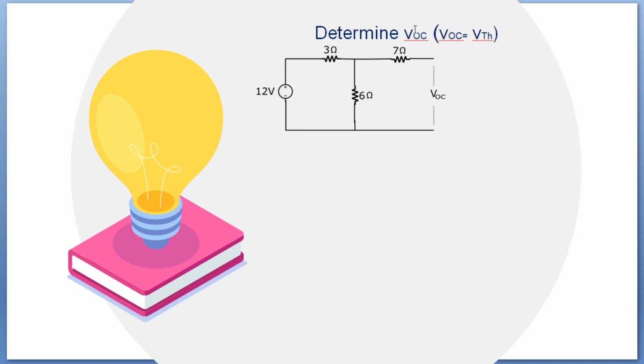Now how to determine the open circuit voltage? Here I disconnected network B and defined VOC as the open circuit voltage across the terminals of network A. Now we need to determine this open circuit voltage, which is nothing but the Thevenin voltage.